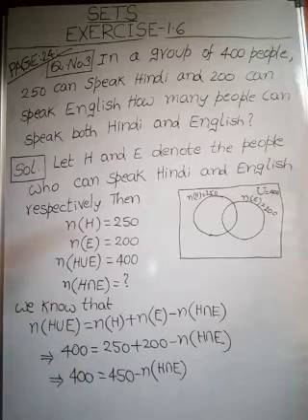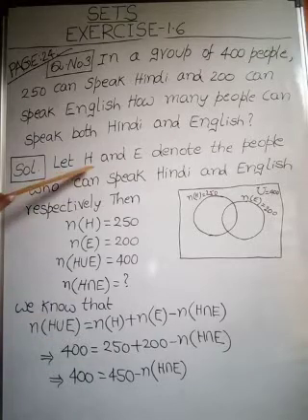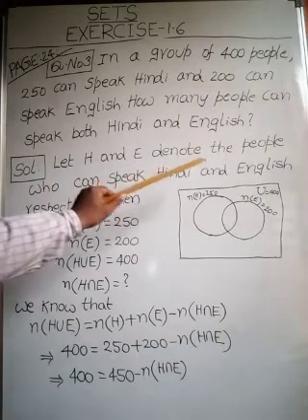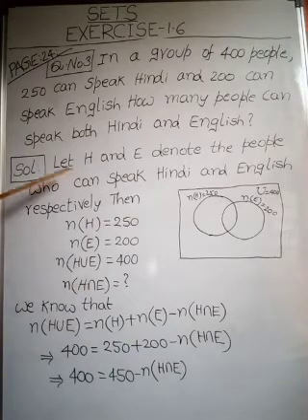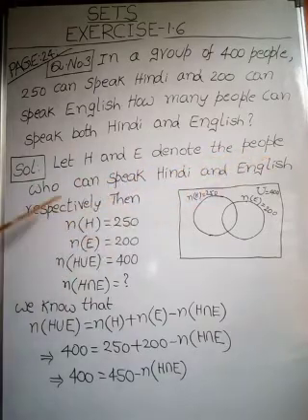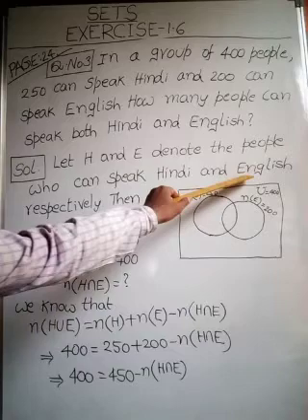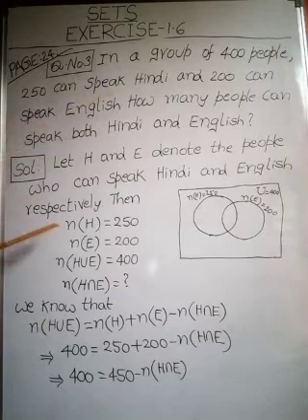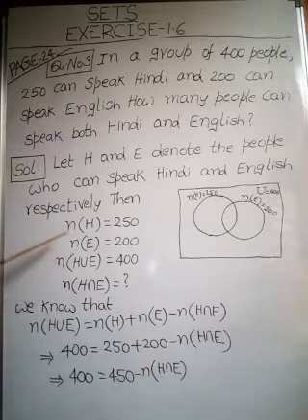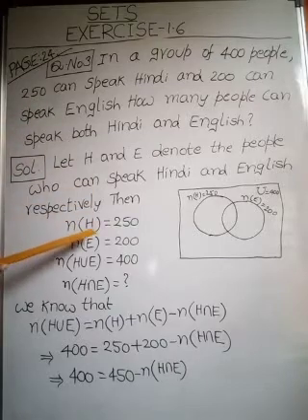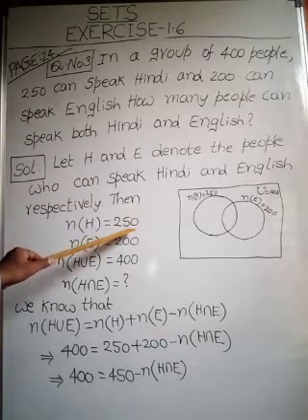Okay, my children. Let us consider H denotes the people who can speak Hindi and E denotes the people who can speak English. So I wrote a sentence. Let H and E denote the people who can speak Hindi and English respectively. Okay, my children. Then I am writing the given data by using the notations like this. n of H stands for number of people who can speak Hindi. How many people can speak Hindi? 250. So n of H is equal to 250. Understood this part, my dear children?